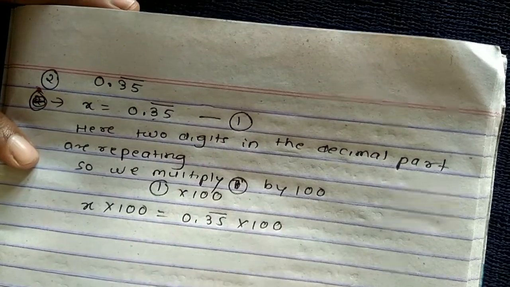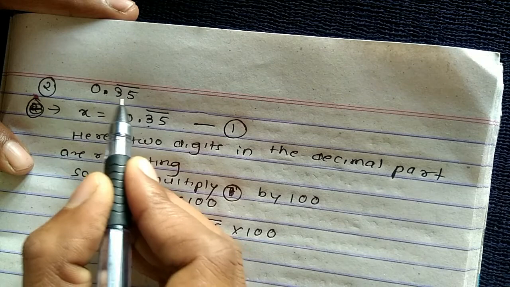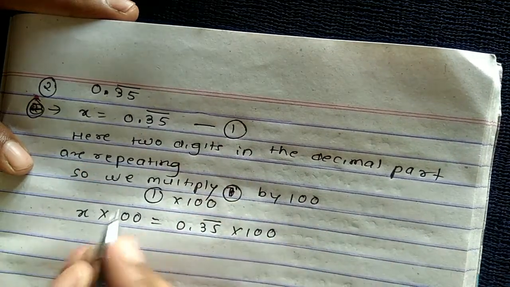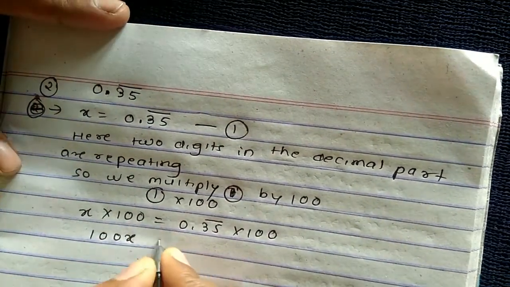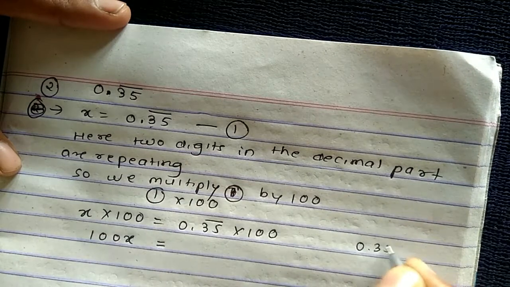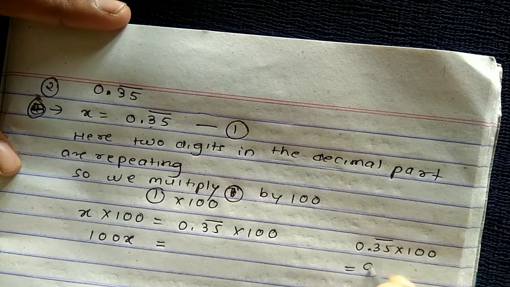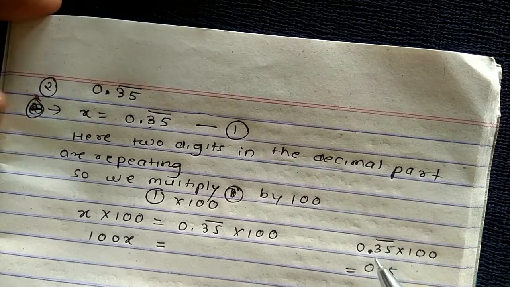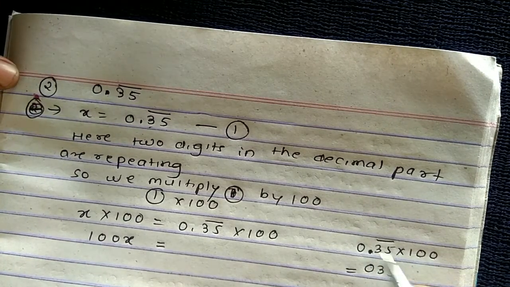Our intention is to shift this decimal point till here. So 2 digits we have to cross because 2 digits are repeating here. So multiply with 100. So this is 100x equals 0.35 bar into 100. So 0.35 you have to keep as it is, and 2 places are there, and here we have 2 zeros. So we have to shift this decimal point 2 places from left to right.